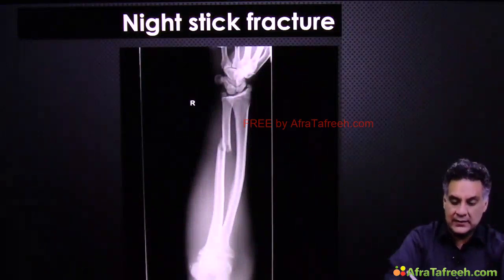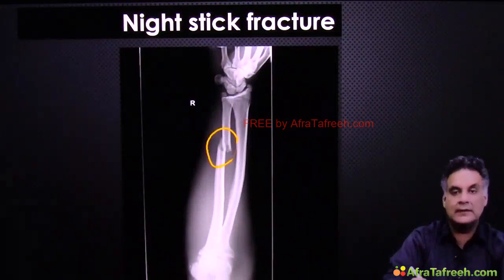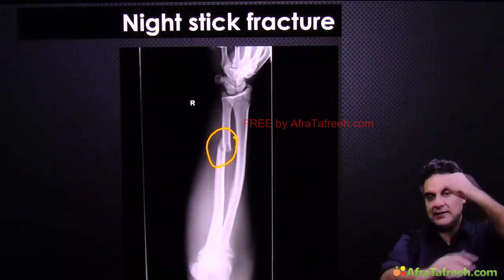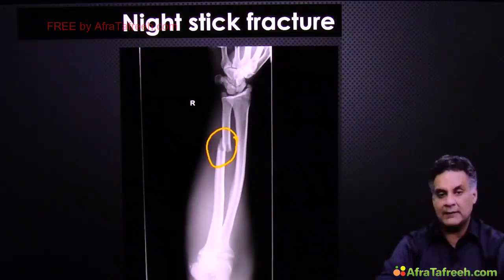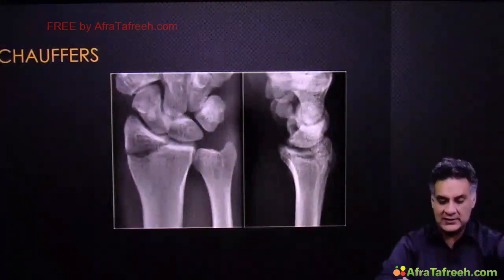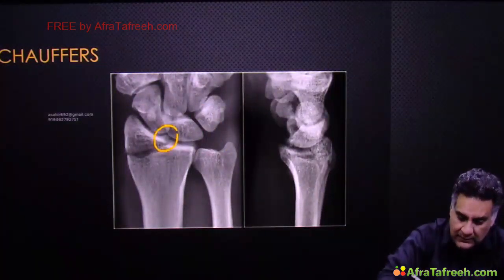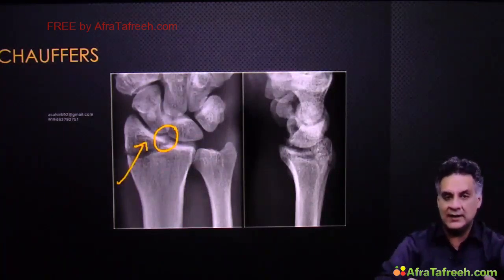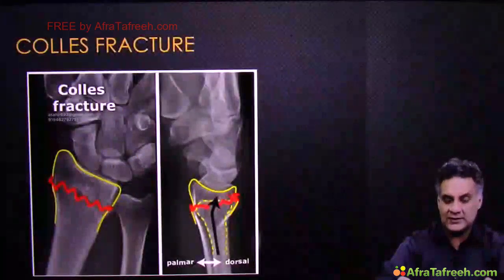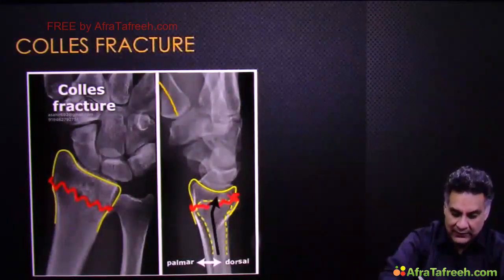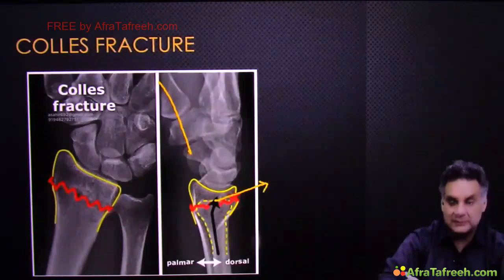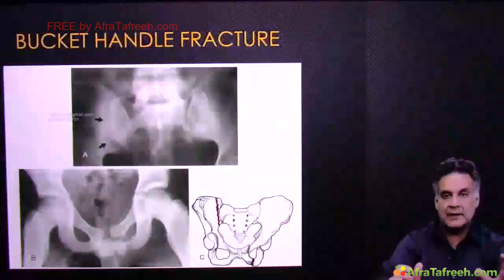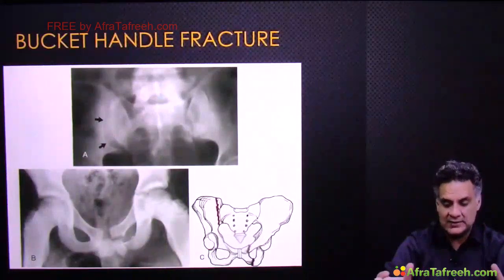Nightstick fracture is a fracture of the shaft of ulna. Isolated fracture of shaft of ulna due to a direct blow of the nightstick on a thief's forearm by a policeman. Schoffer's fracture, it's an intra-articular fracture involving the radial styloid. Very common image, very commonly asked. Colles fracture, extra-articular fracture, first metacarpal is anterior with a posterior displacement. Posterior is Colles.